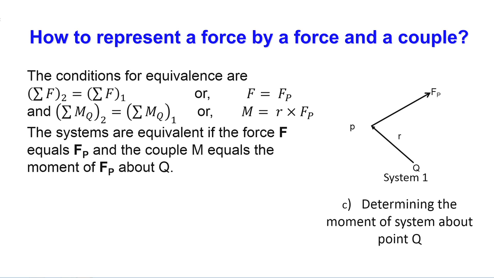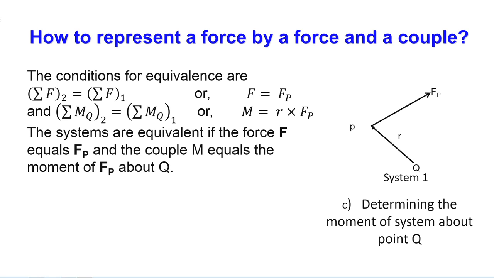How will we do this? The same thing: for both system 1 and system 2, the summation of all the forces will be equal. For system 2, the resultant is represented by one force F. So, F equals, in system 1, the force F_P. They will be equal. In system 2 the moment is M, and in system 1 there will be a moment due to F_P.